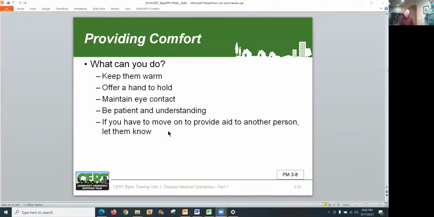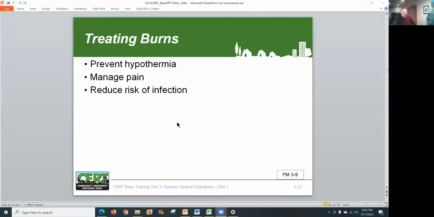Providing comfort. Keep them warm. Hold a hand. Eye contact. Be patient and understanding. Speak with a soft voice, not a loud one. And if you have to move on to provide aid to another person, let them know that you're going to be nearby, but you're going to go check somebody else out. And you can always look back at them and say, how you doing, if you're close enough.